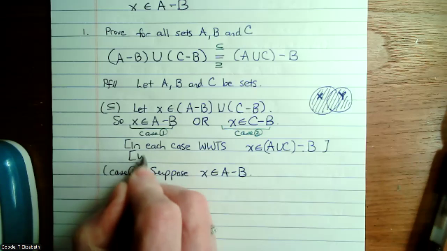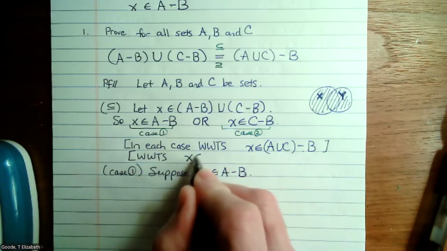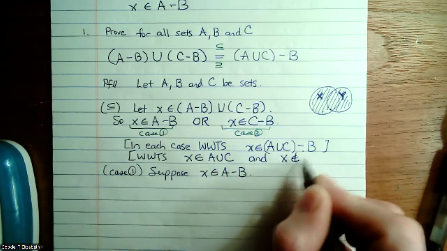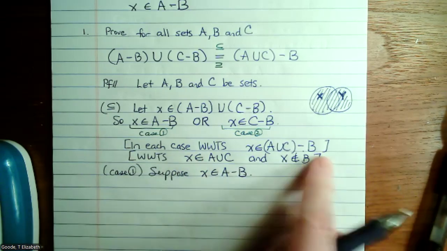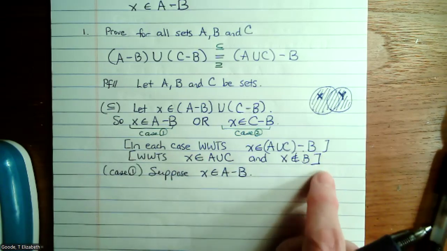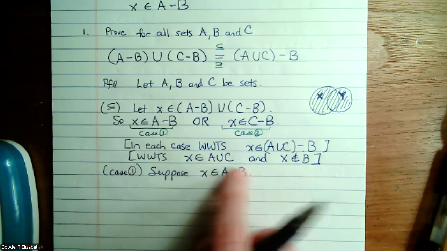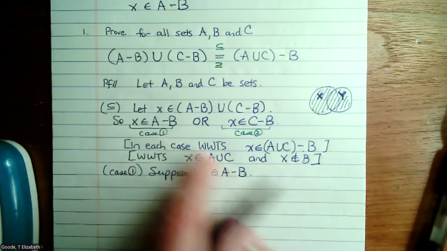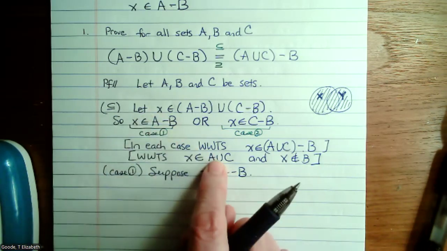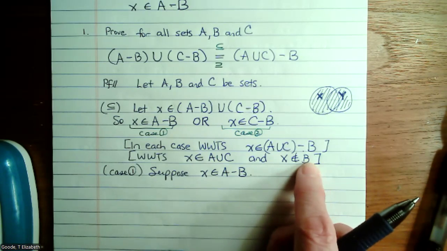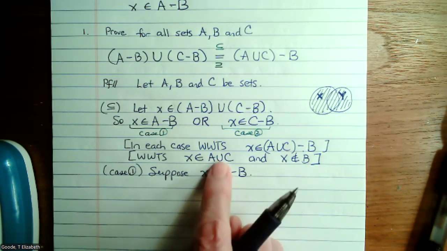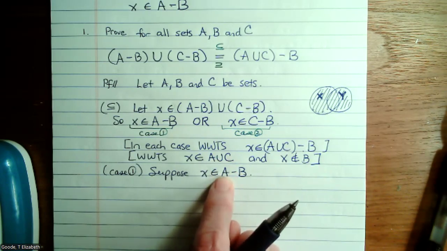So if we want, we could say, we wish to show X is an element of A union C and X is not an element of B. That's a wish, and it needs to be clear that that's a wish so that we don't start saying stuff we don't know yet. But certainly in this case, where X is in A minus B, we're going to be able to get that it's not in B, right? But we'll be able to get that X is in A union C because it is in A or it is in C by virtue of X being in A.